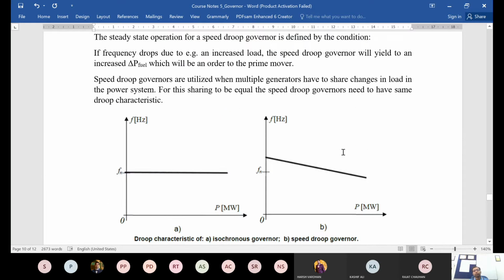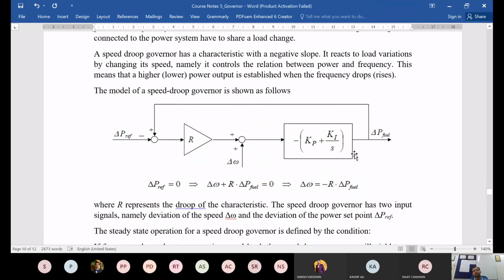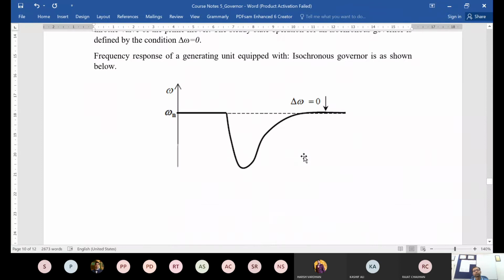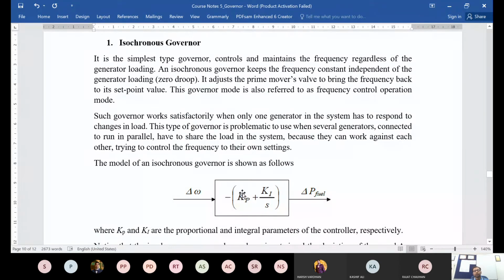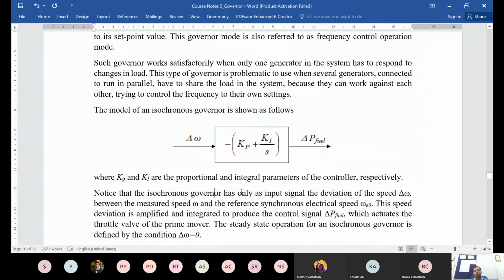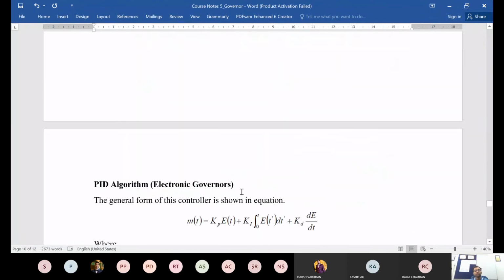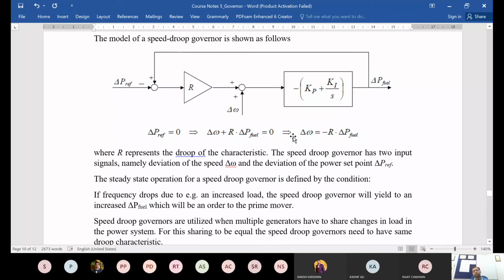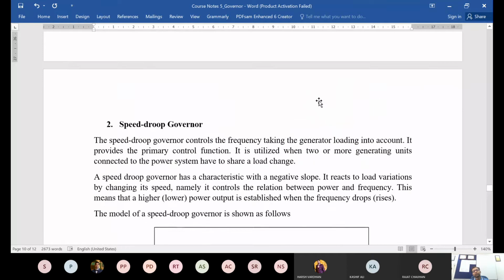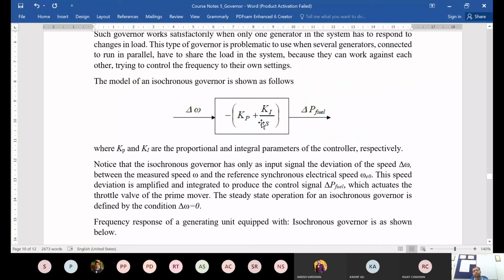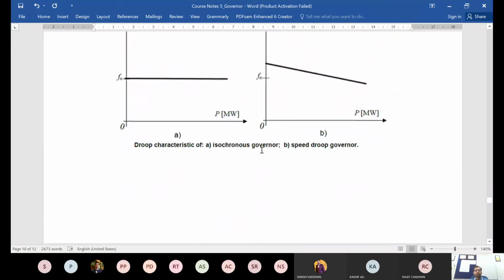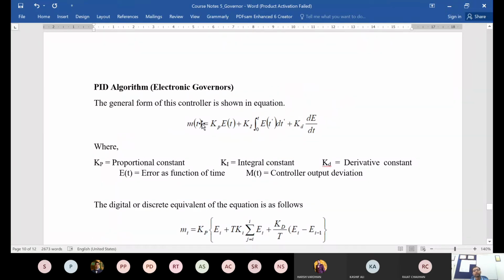If you look at both these implementations, for the sake of simplicity we just worked with a PI controller, both for the speed droop governor and for the isochronous governor. But most modern electronic and digital governors will have a PID algorithm, so this will be slightly modified. This block, which represents the control mechanism as a PI controller, will be modified to a PID controller. This PID controller will have this type of characteristic, as we have discussed.